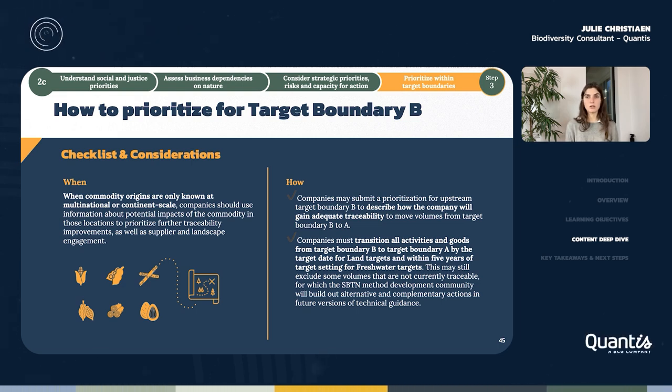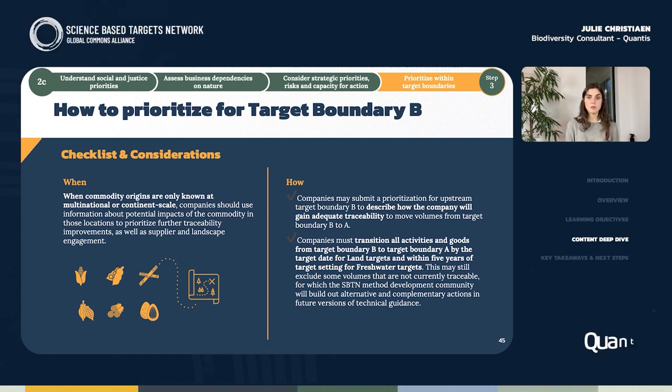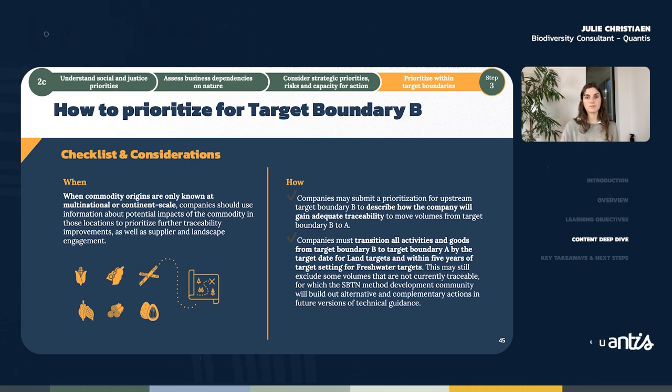Meanwhile, companies with greater dependency or greater income or revenue associated with a given commodity can prioritize traceability and transparency for that commodity for strategic value as well as for environmental impacts.